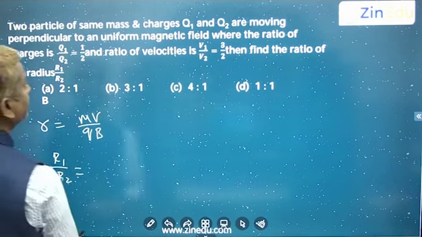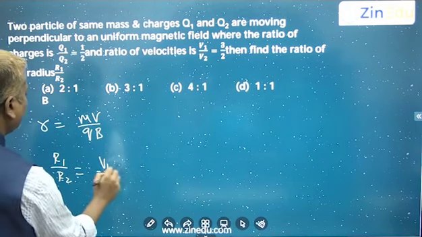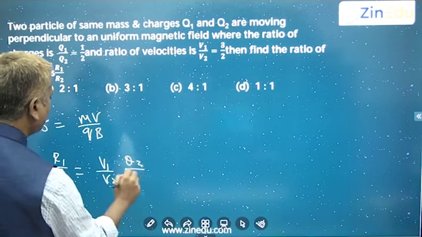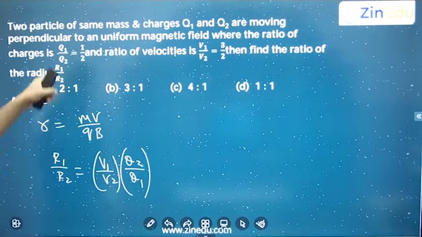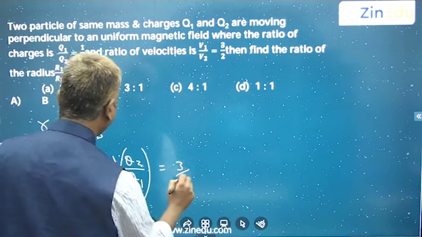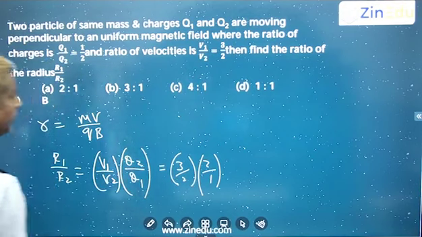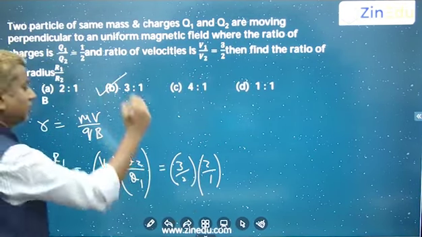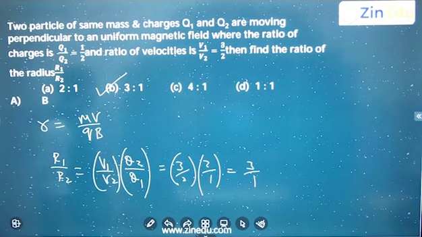Mass is same, charges are different, magnetic field is same, so only velocity is v1 upon v2 and q2 upon q1. That's all. Inversely to charge. So v1 upon v2 is 3:2, and q2 upon q1 is 2:1, so that comes out to be 3:1. This will be the answer. Okay, right? So next one.